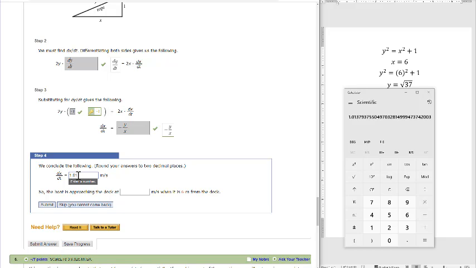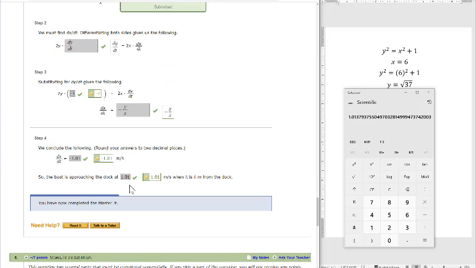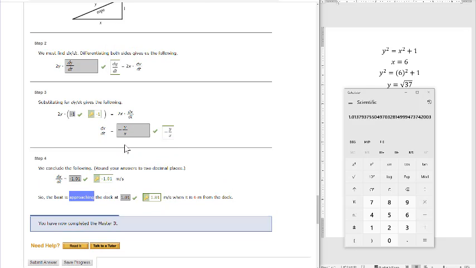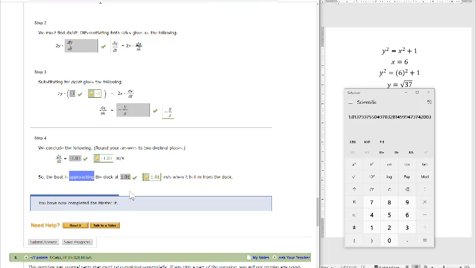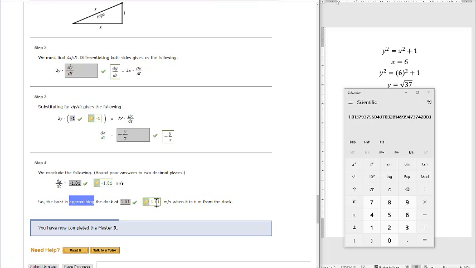And I believe this is negative because we have a negative sign. It's getting closer. So the boat is approaching the dock at 1.01 meters per second. Our answer was negative, but when you look at the picture and it's approaching the dock, we want to consider the positive speed. And so that is going to be positive 1.01. Okay, hope that helps.